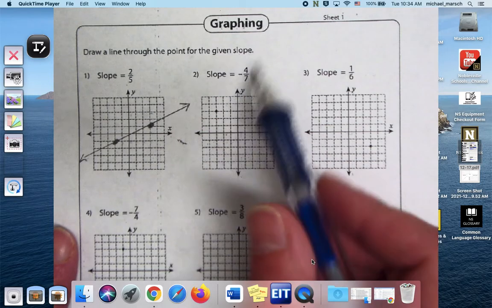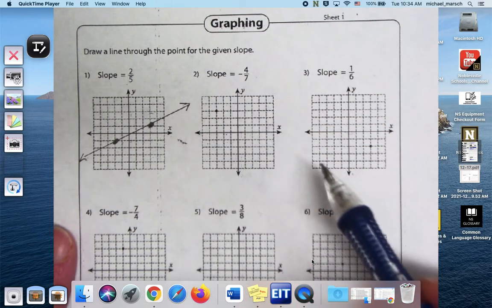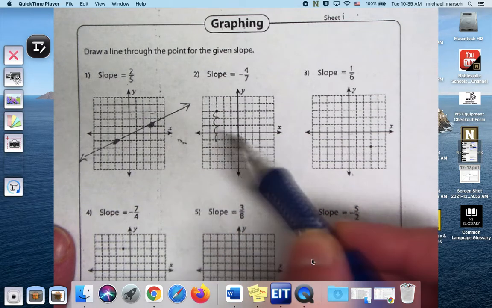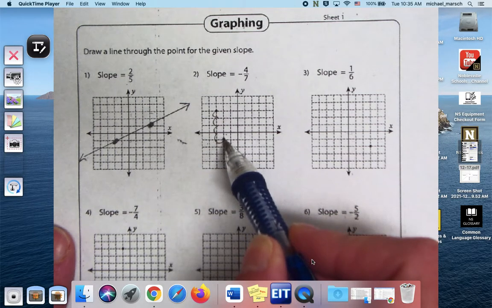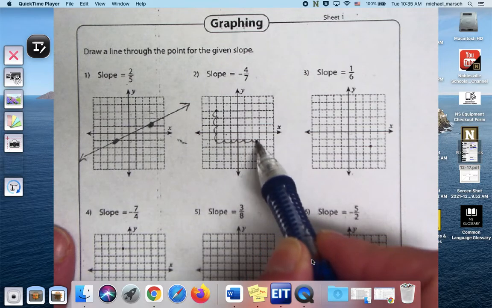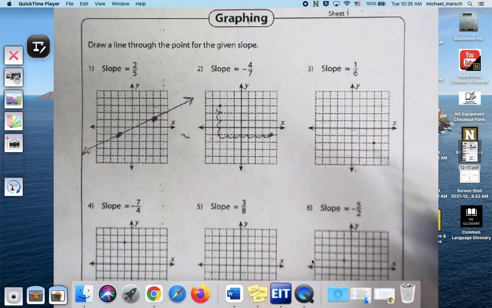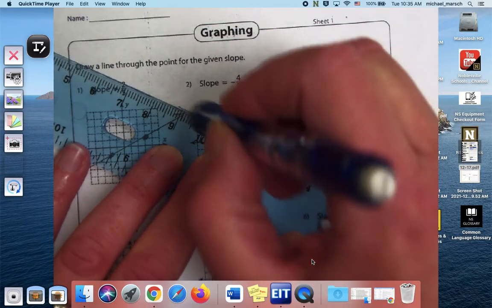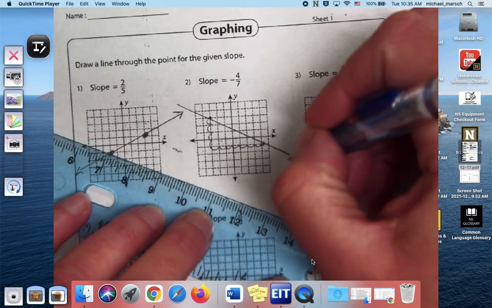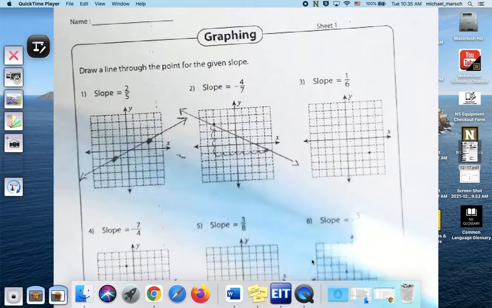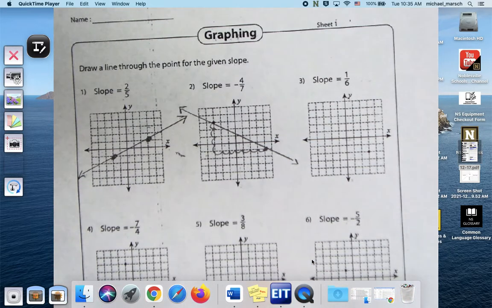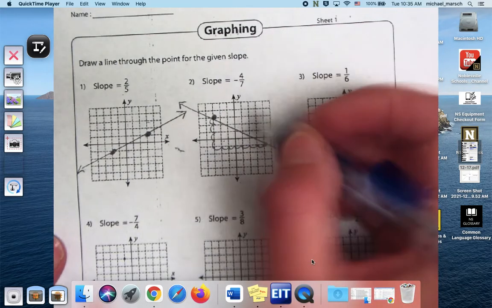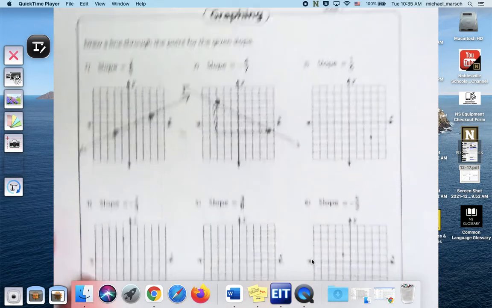Okay, so then for number 2, my slope is -4/7. So that tells me I'm going to go down 4, 1, 2, 3, 4, and forward 7, my run. I've got those 2 points. I connect them, and I've created a line. I didn't realize that first point was already on there. Oh, yeah. Sorry. No, that's okay. That was the second point. Yep. I just made the first point bigger so you guys could see it easier.